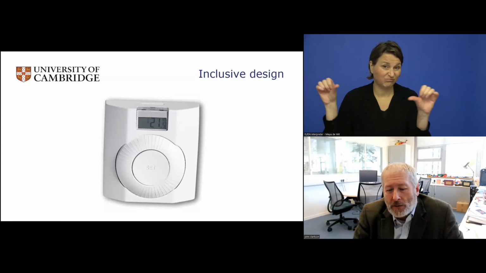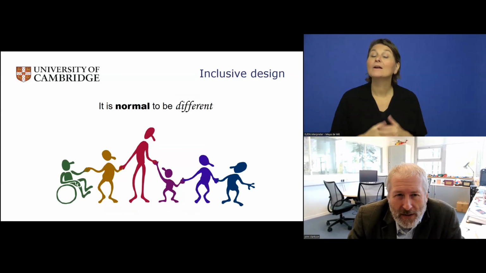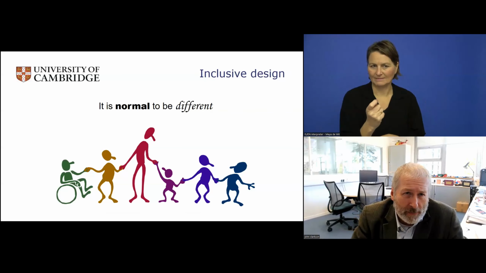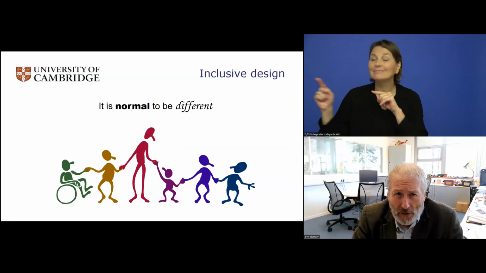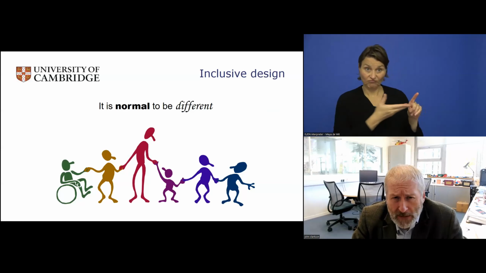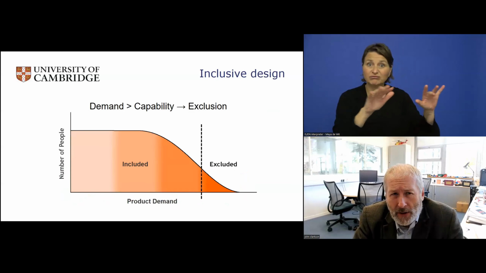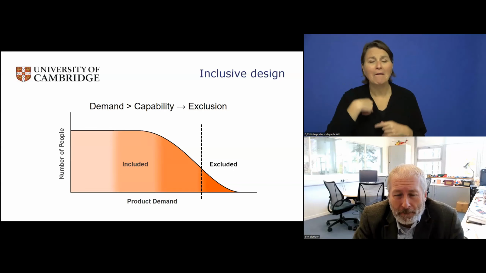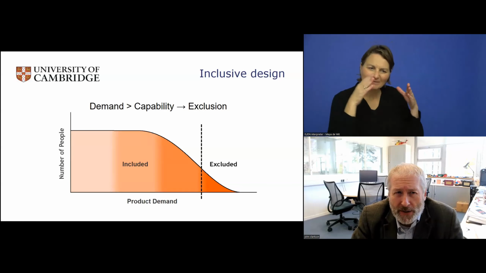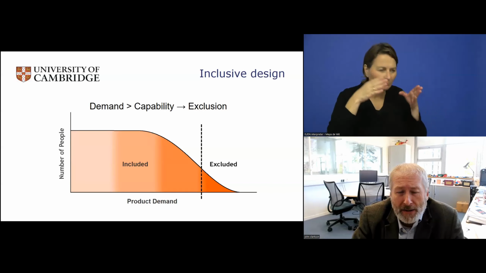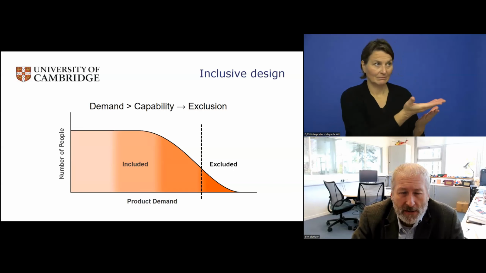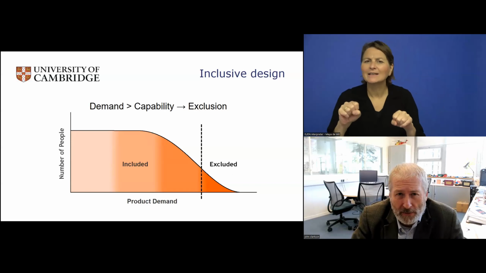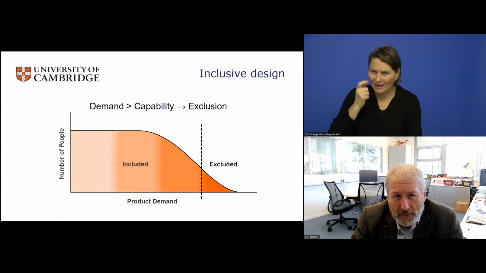So we focused then on inclusive design, and this concept that it's normal to be different. We're looking at diversity across the whole population. And initially, and I think rather naively, we focused on people who would be excluded. So we were trying to understand in the real world where the demand of a product or a service or a system working with us was greater than our capability to respond, and that would lead to exclusion.